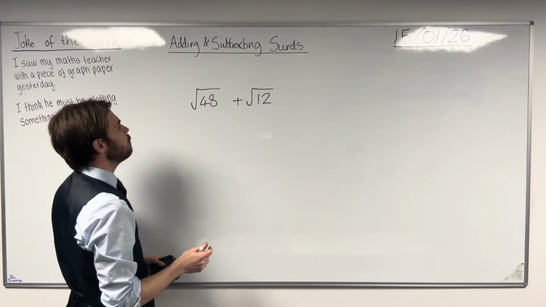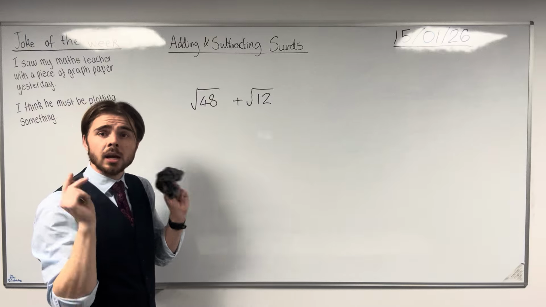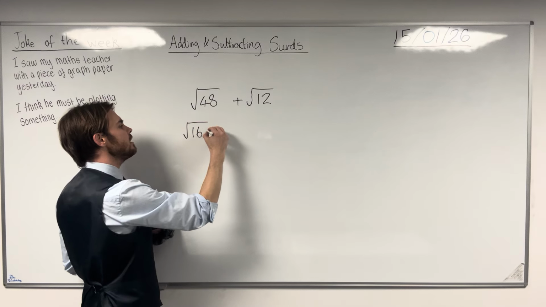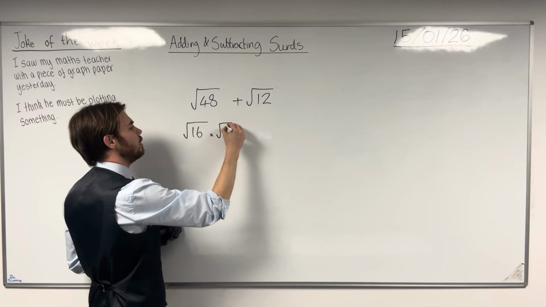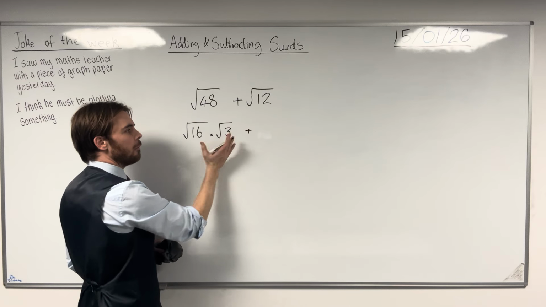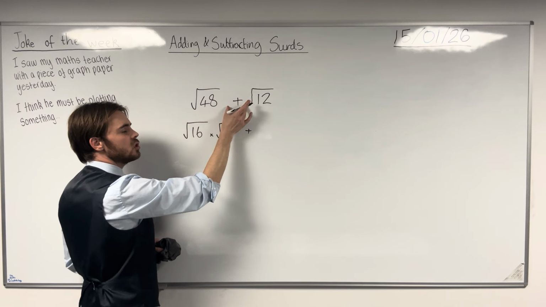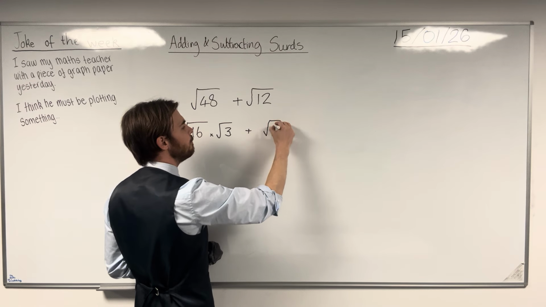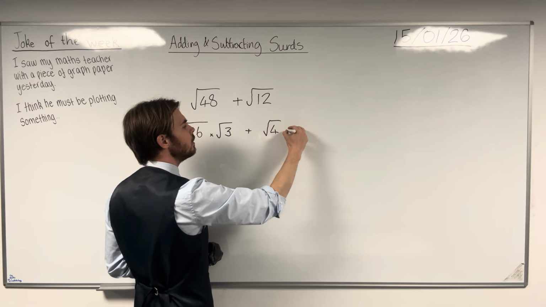I'm going to simplify root 48. Now, you've got your different methods. If you know your square numbers, this is going to be root 16 times root 3. Then the plus is like a barrier between these two surds, so the plus is stopping anything from coming over to this side. And I am going to have root 4 times root 3 for the root 12. Once we have this bit, the root 16 becomes a 4, and that's with this root 3. And then the plus here stops these crossing over until we're ready.